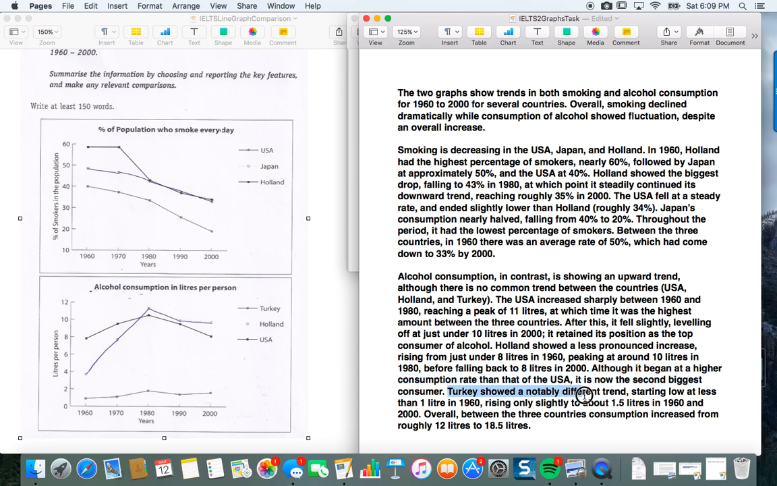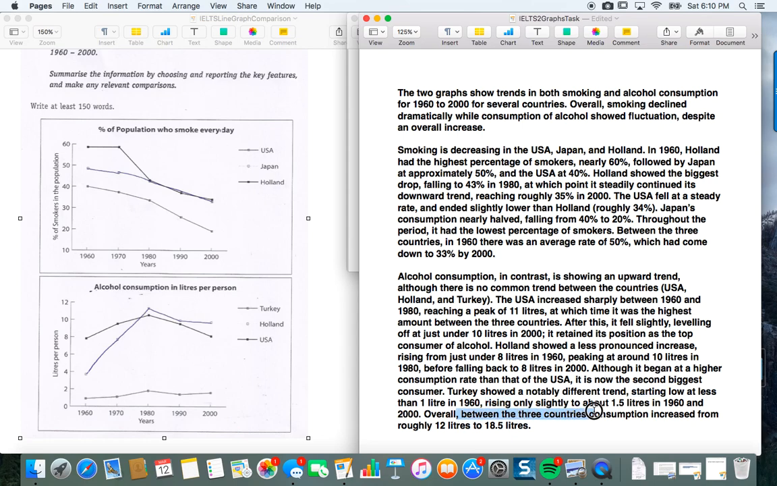Finally, Turkey showed a notably different trend. Again, that now links both of these parts of the paragraph to this, a notably different trend from all this. Starting low at less than 1 liter in 1960, rising only slightly to about 1.5 liters in 2000. So again, you see that grammar structure here, where I say the trend and then follow it with these 2 ing clauses. Again, there's not much to talk about here, so it's a really good opportunity to use this structure.